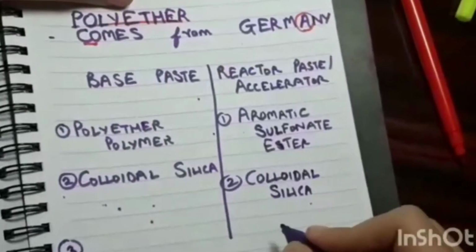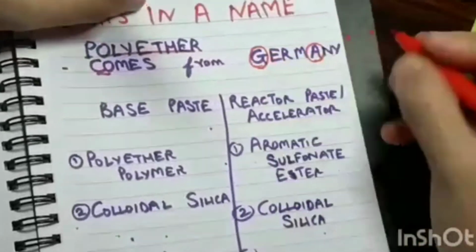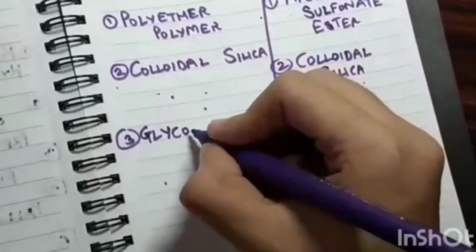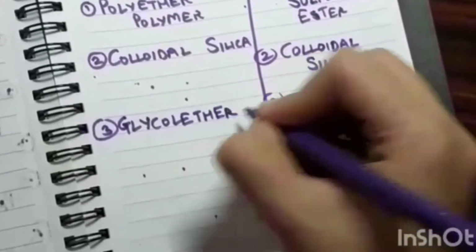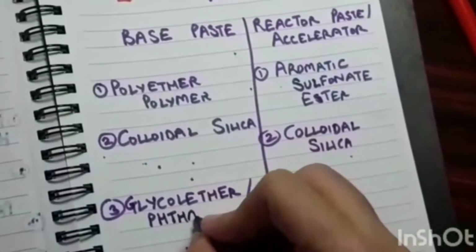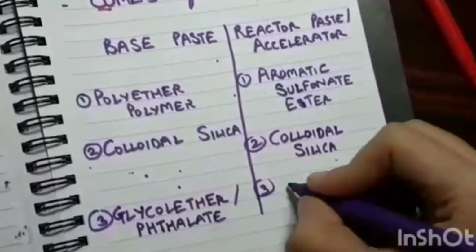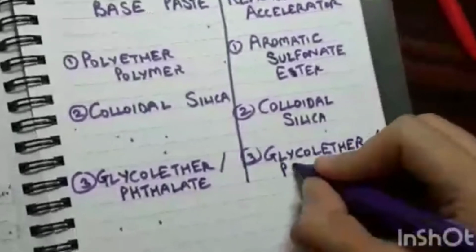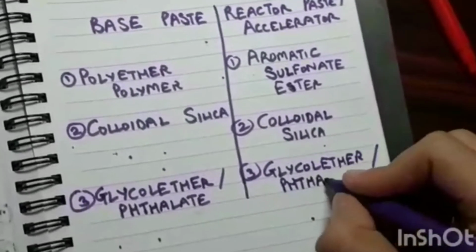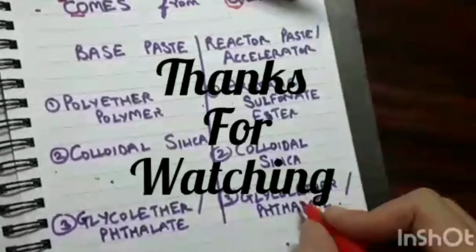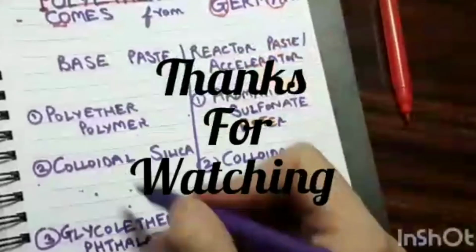Now third ingredient in base paste and reactor paste is the same, which is, we'll take the letter G, you write glycol ether, and we'll take the letter P, which stands for phthalate. And in reactor paste also, glycol ether and phthalate is present, just as colloidal silica is there in both pastes. These act as plasticizers. So this was about composition of all elastomers, polysulfide, silicons and polyether.